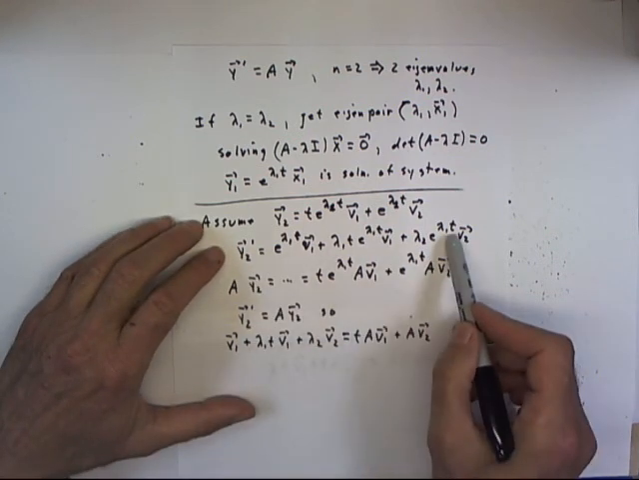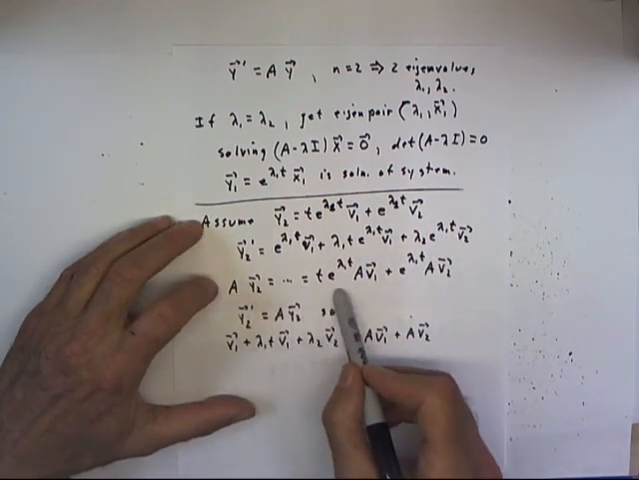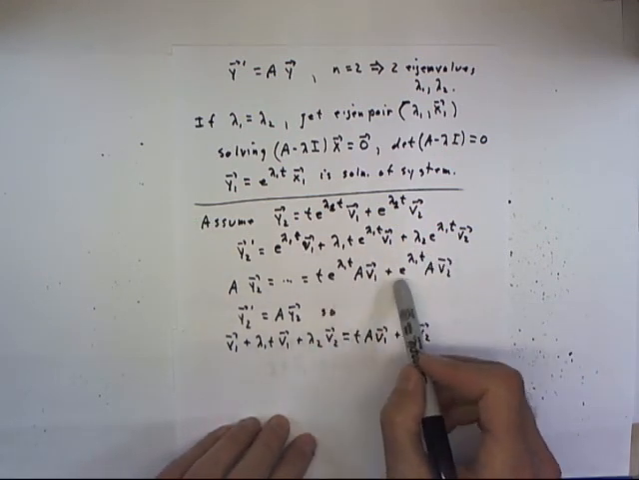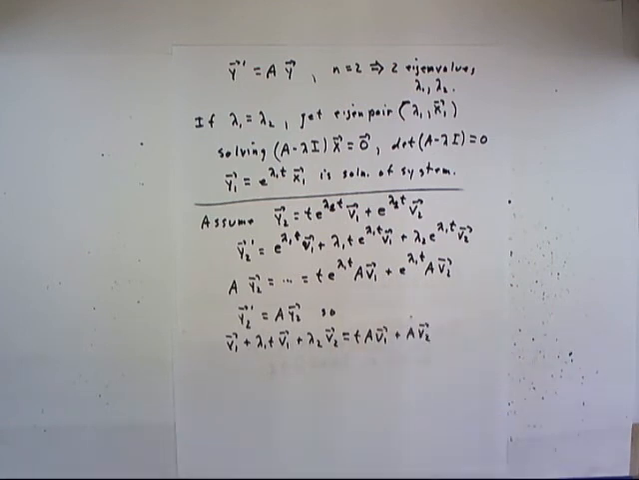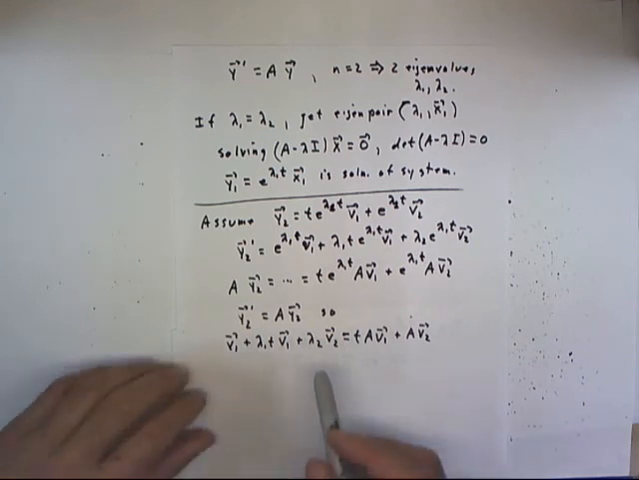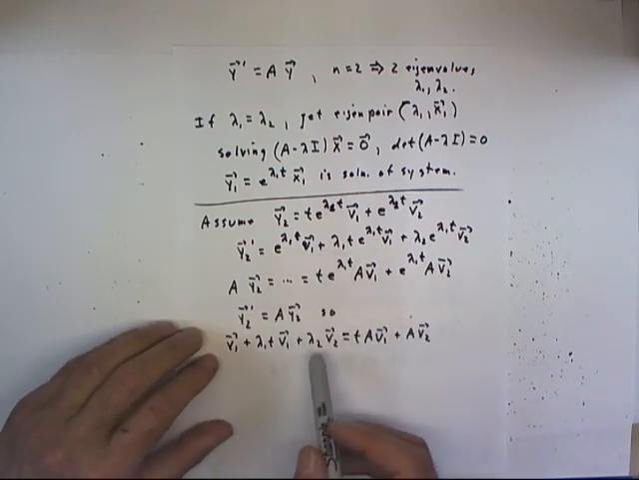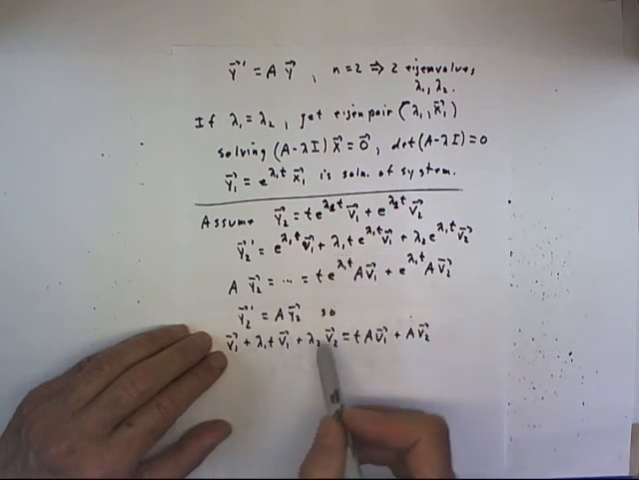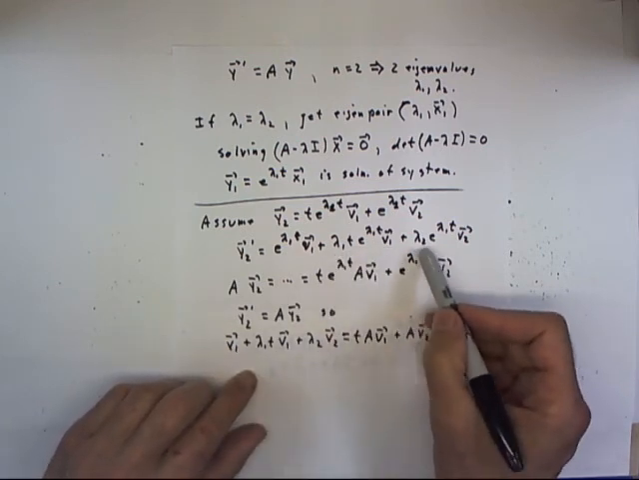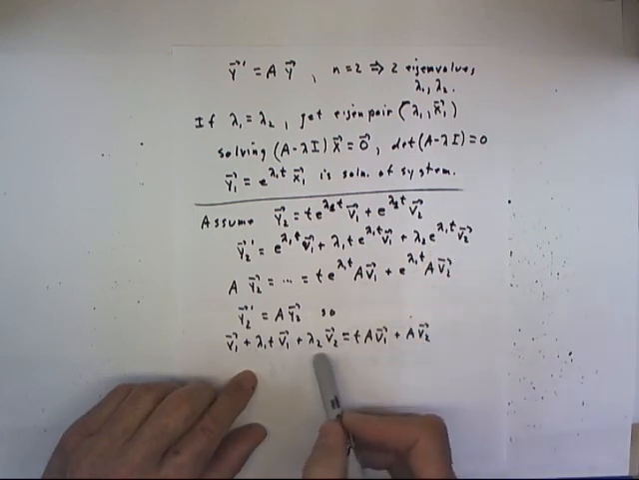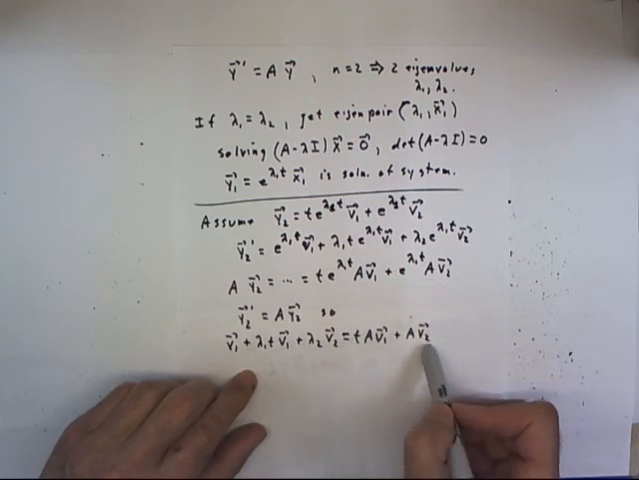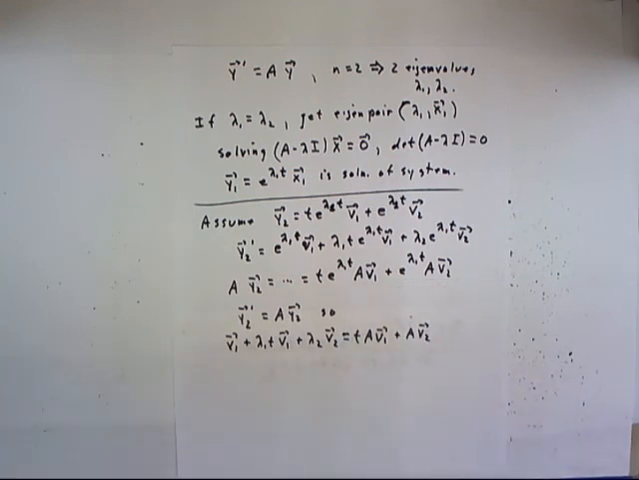Setting y2 prime equal to A y2 in this expression, we see that every term has the common factor e to the lambda 1 t. We can divide that factor out since it can't be 0. And that leaves us with what? The v1 here, the lambda 1 t v1 here, the lambda 1 v2 here, the t A v1 here, and the A v2 here, giving us this equation.